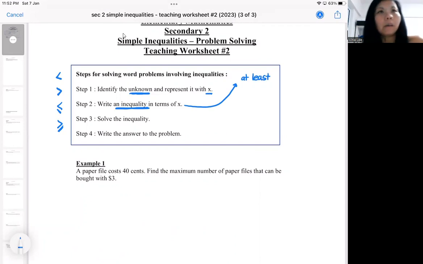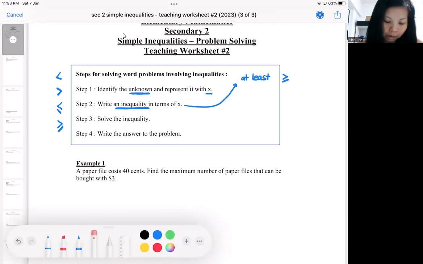For example, your mom gave you a pocket money of at least $10. If you think about your pocket money being at least $10, it will be $10 or more. The symbol responsible for this is usually greater or equal. So if your pocket money is $10 or more, I can write X greater or equal to 10.